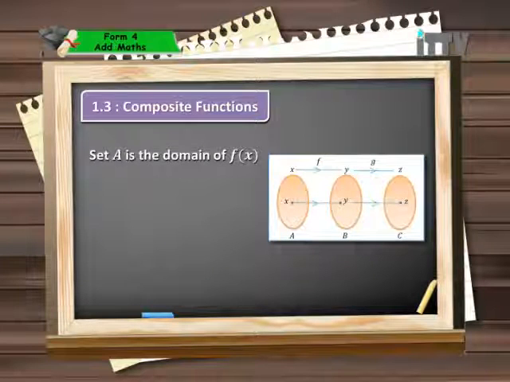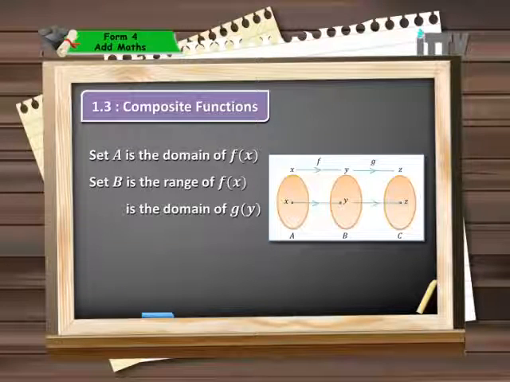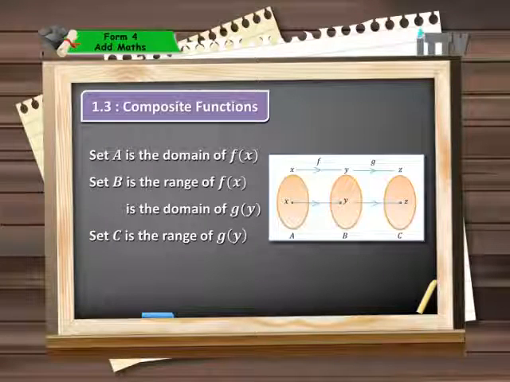Set A is the domain of f(x). Set B is the range of f(x). But set B also happens to be the domain of g(y). That's when we introduce another function called g into the system. And that will produce set C, which is the range of g(y).